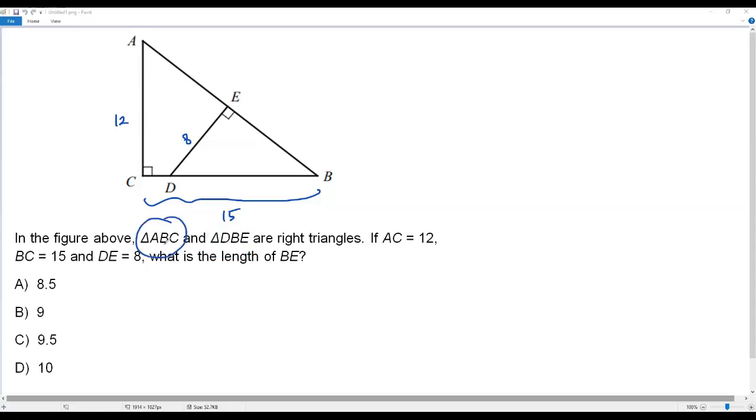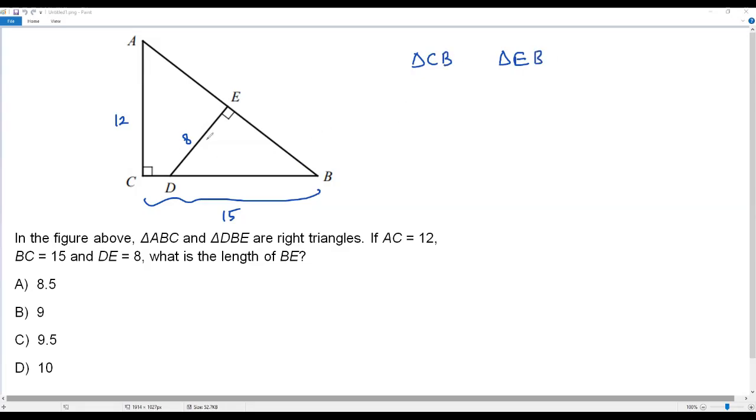In the first right triangle ABC, we have a right angle at the vertex C. Let me write the vertex where we have the right angle in the first triangle ABC, that is C. Now let me consider the second right triangle DBE. In the second right triangle, we have a right angle at the vertex E. Let me write it over here. And B is a common vertex for both triangles ABC and DBE. Now let me write the common vertex for both triangles.